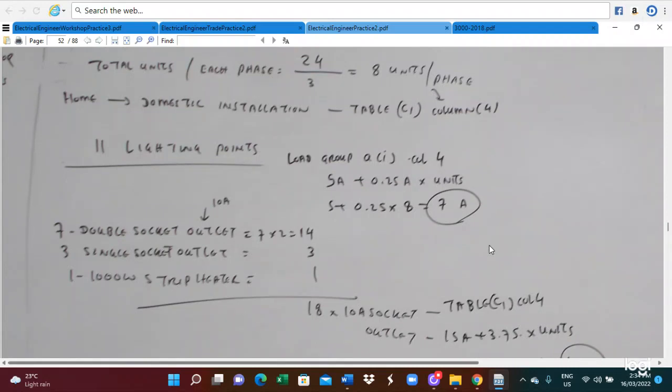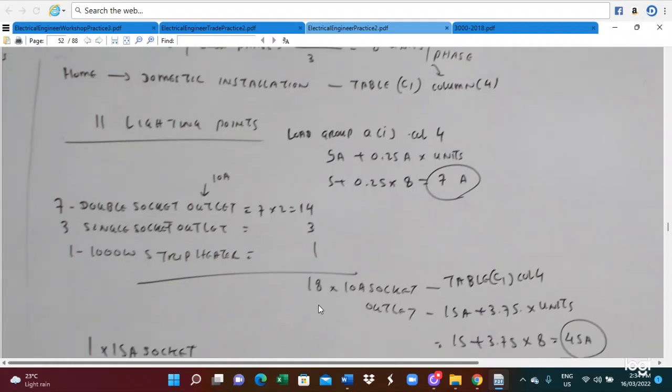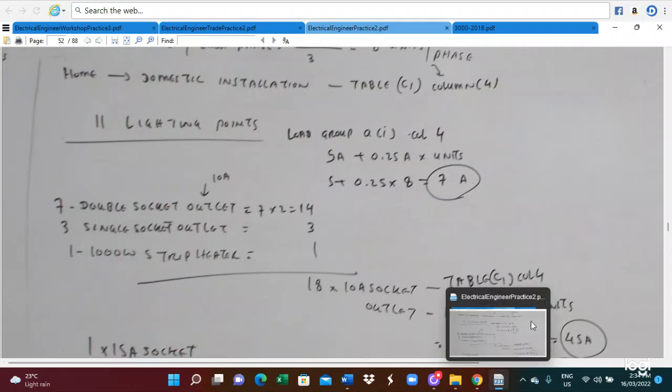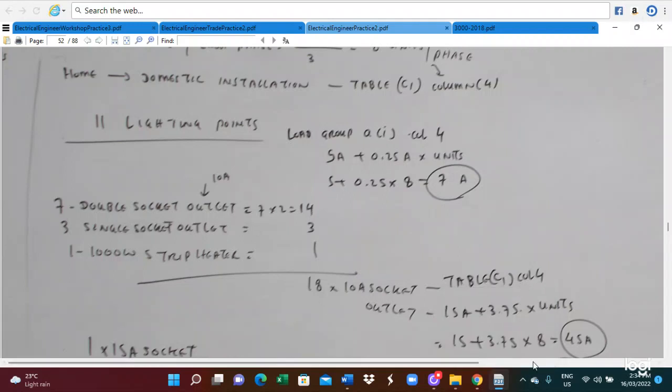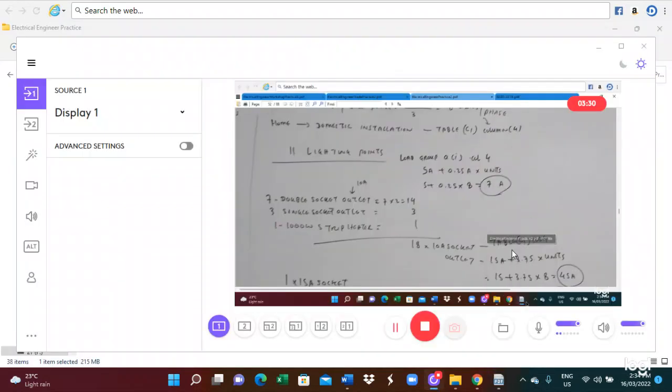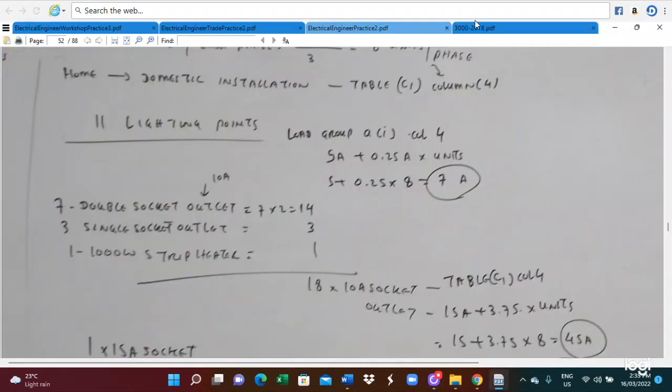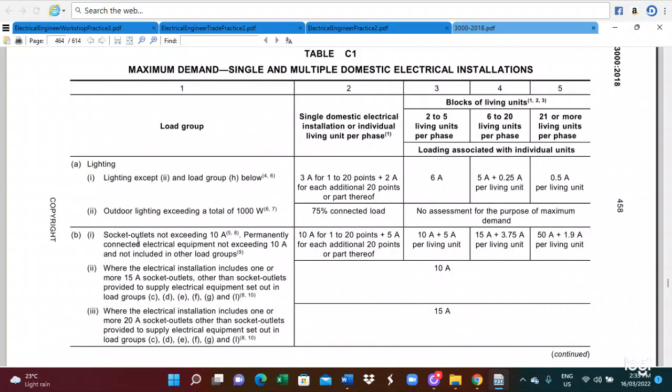Then we also find the socket outlets. The 7 double socket outlets are 7 multiplied by 2, which is 14. Also the 3 single socket outlets, so this is 3, and the 1000 watt strip heater is also a socket outlet, so 1 socket outlet. So you add 14 plus 3 plus 1 and you get 18 socket outlets. We refer to Table C1 column 4 for the socket outlet load group, which is B1.